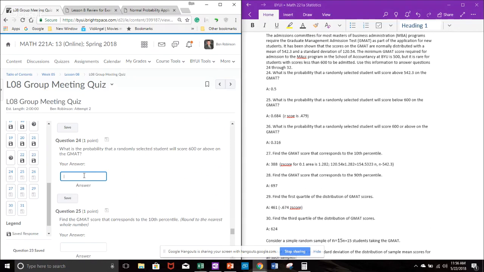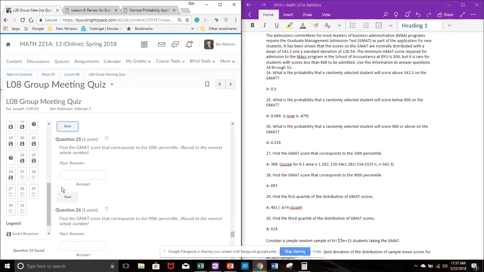Then the next one: what is the probability that a randomly selected student will score 600 or above on the GMAT? I did what we learned, 1 minus 0.684, and I got 0.316. Great, I agree.